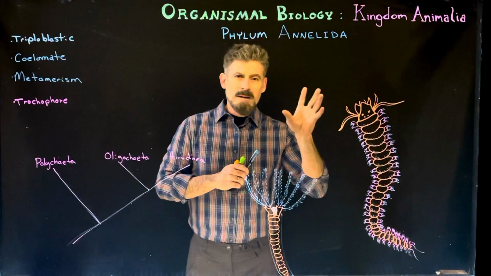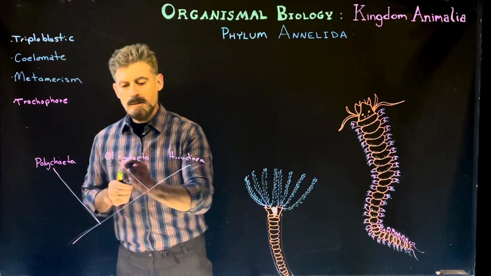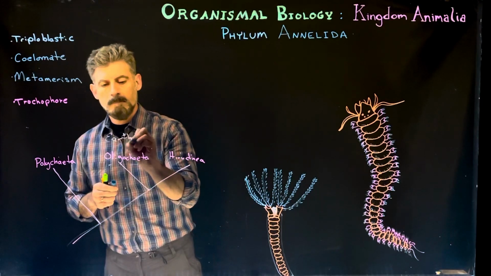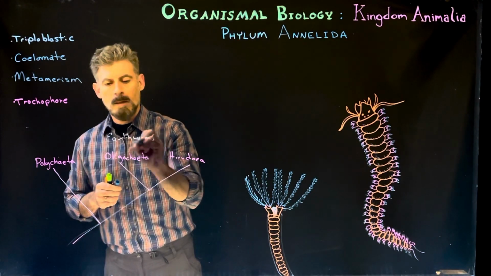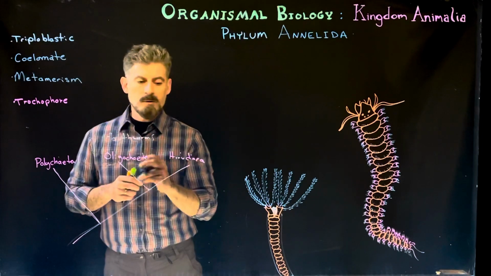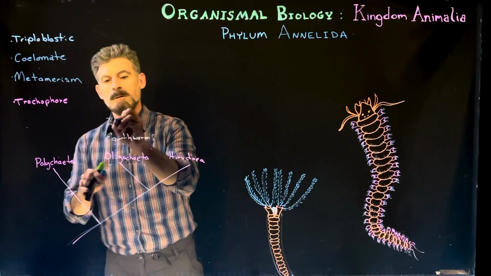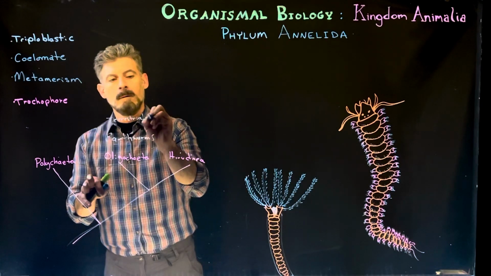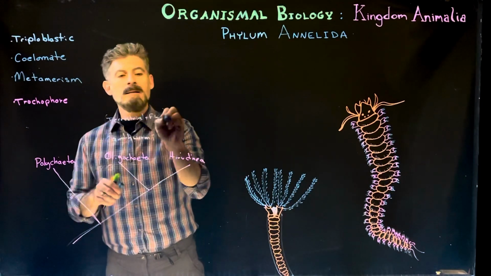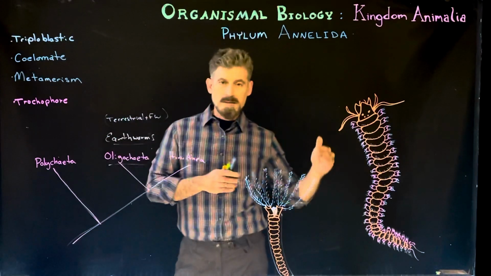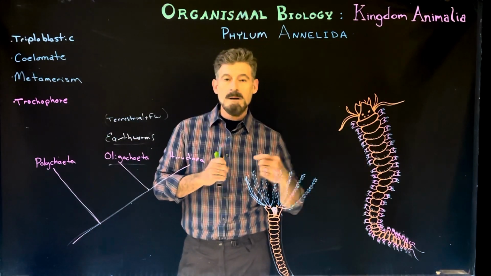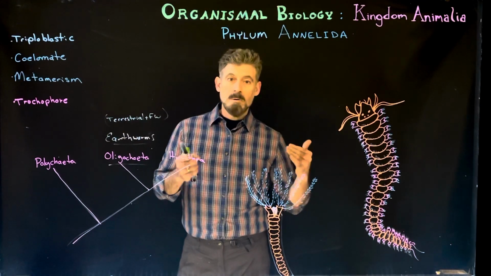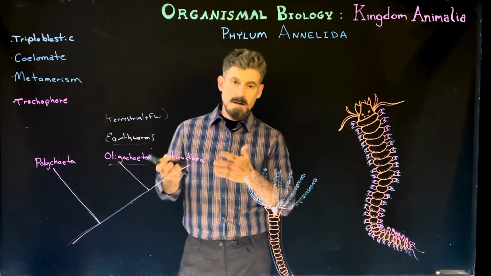Mostly that was focused on the oligochaetes, which are the earthworms. All right, so earthworms are mostly terrestrial, some are freshwater, and they display the basic classic characteristics that we look at when we're talking about the phylum Annelida. That's usually what we're using as the model organism for that group, the oligochaetes.